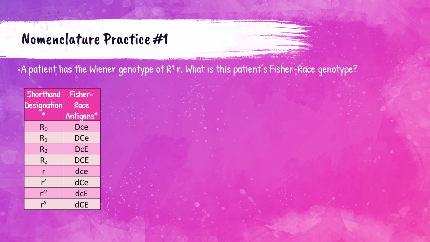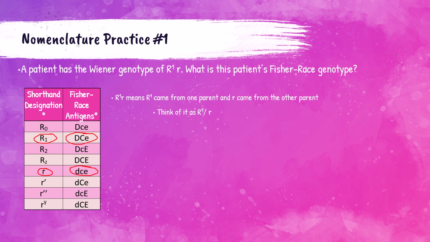Okay, so this Wiener genotype is big R1, little r. This means that big R1 came from one parent, and the little r came from the other parent. So we need to think of it as big R1 slash little r. All you got to do is look up R1. So R1 is here. This is the first haplotype. And then the little r here is the second Fisher-Race haplotype.